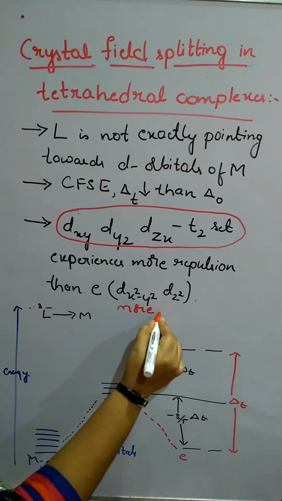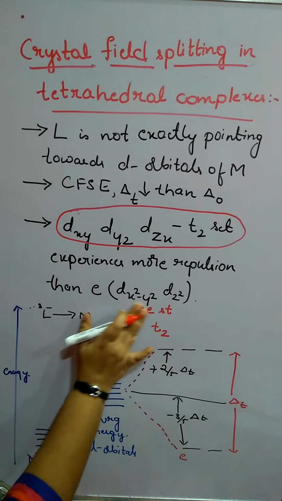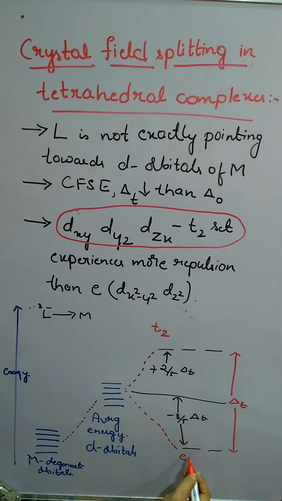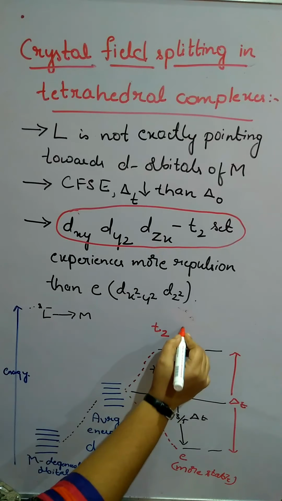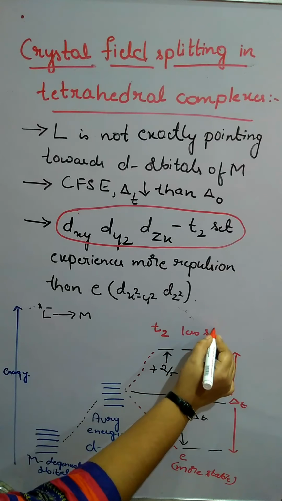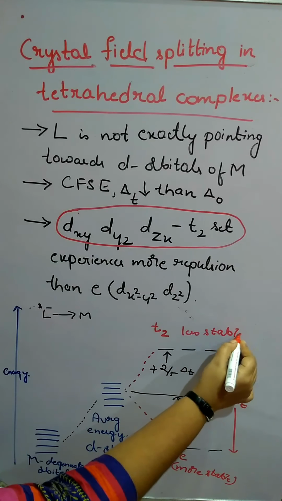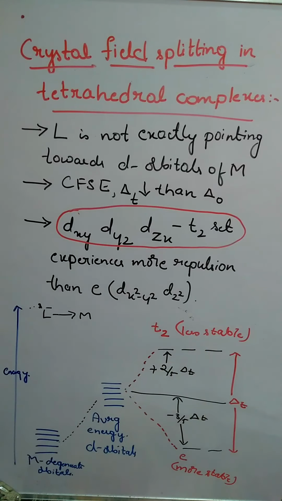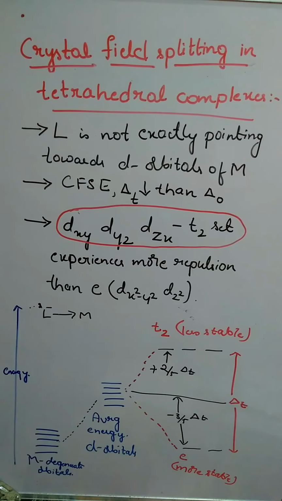We'll write that point here. Less energy is nothing but more stable, and more energy is nothing but less stable. They are less stable in nature, and those are more stable in nature. So this is about the crystal field splitting in a tetrahedral complex. That is a diagrammatic representation.